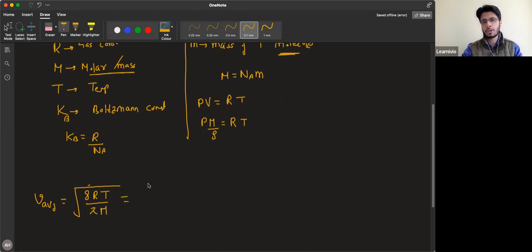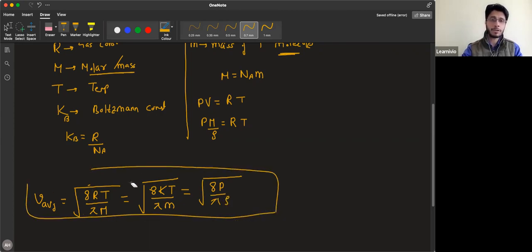Or you can convert this in terms of one molecule, then it will be 8 R dot R. If you want to calculate in KT by pi into small m, or you can write this as root over 8 P pi by rho.